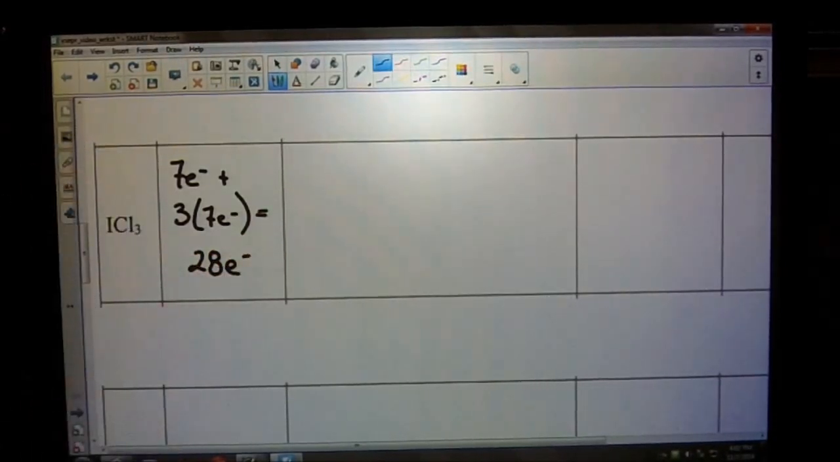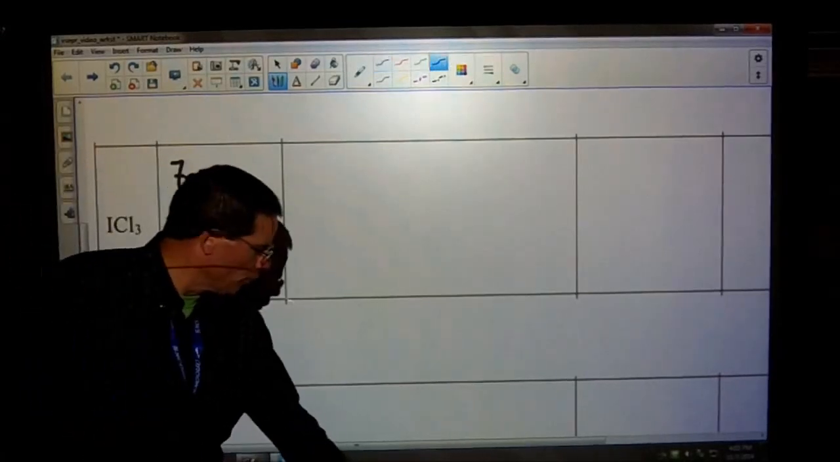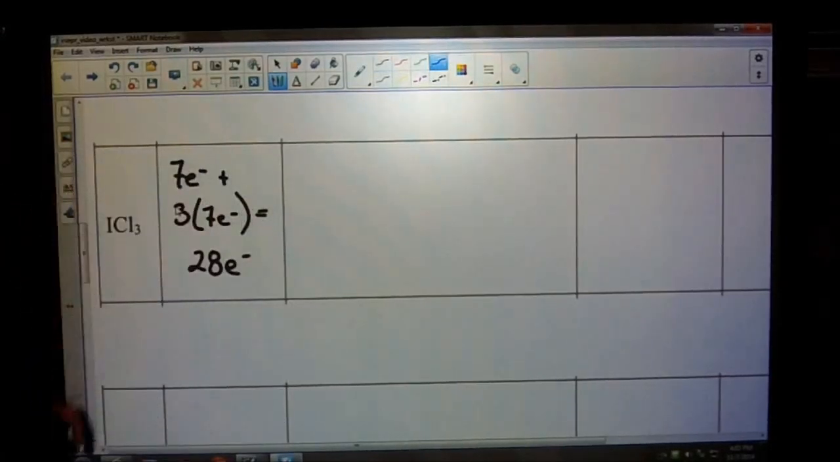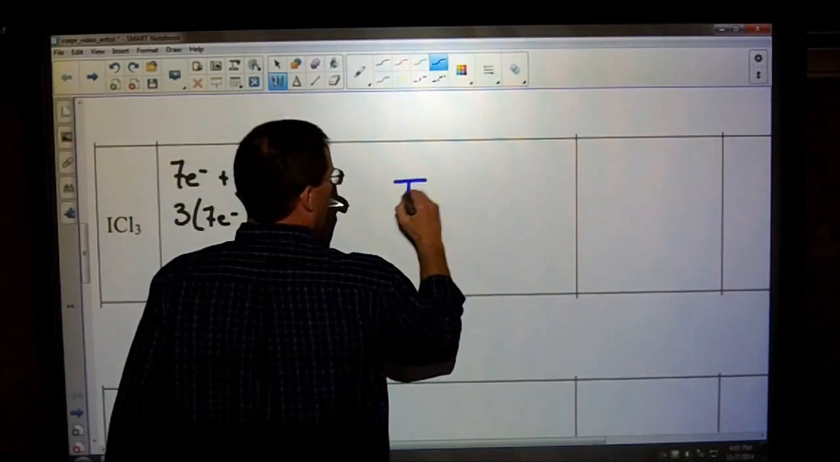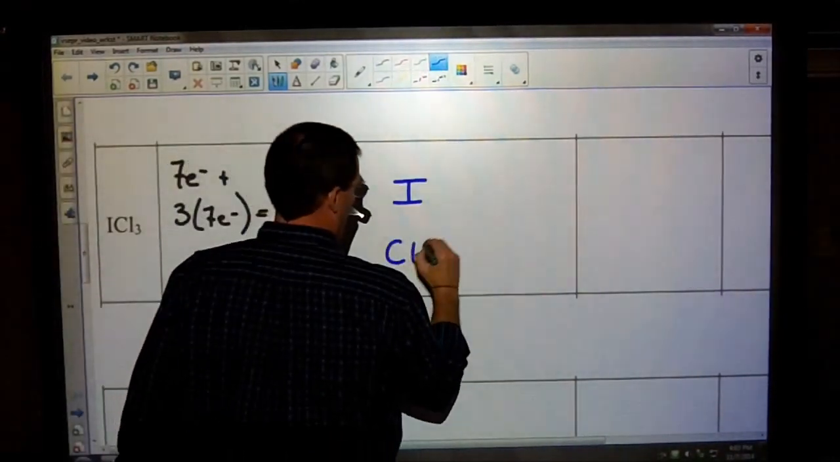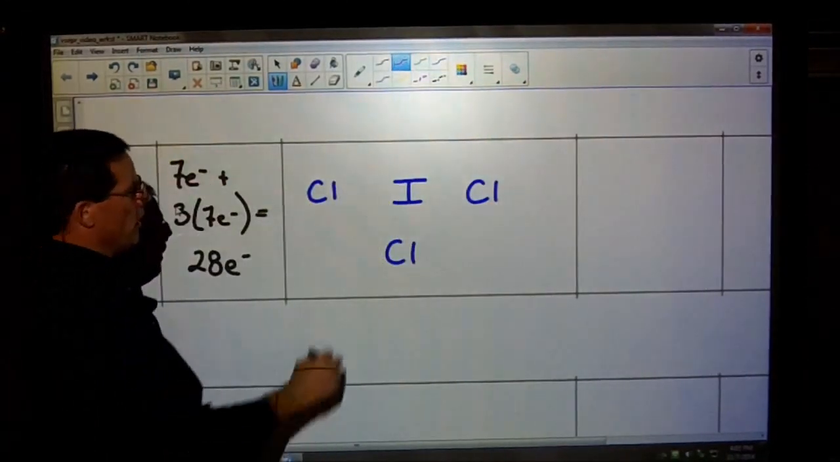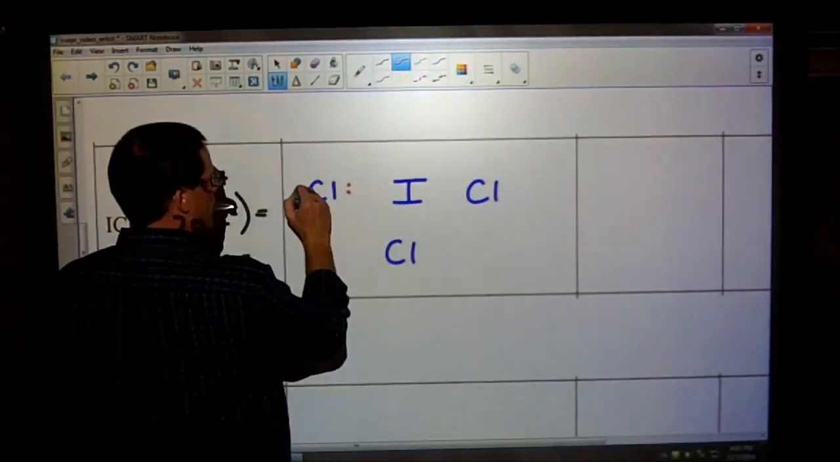So we do have an even number, but it is a strange number. But that's okay. So let's go ahead and draw our Lewis structure. So place iodine in the middle, and then place the 3 chlorines around it. Go ahead and satisfy the external atoms. Give them their 8.